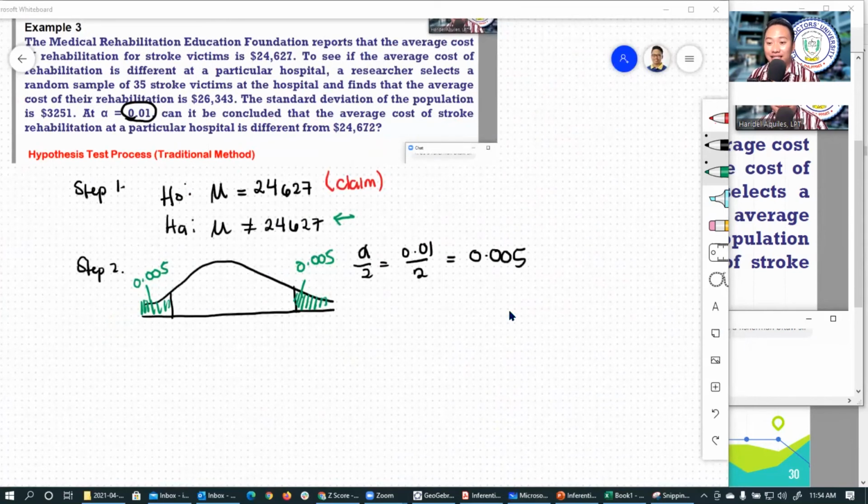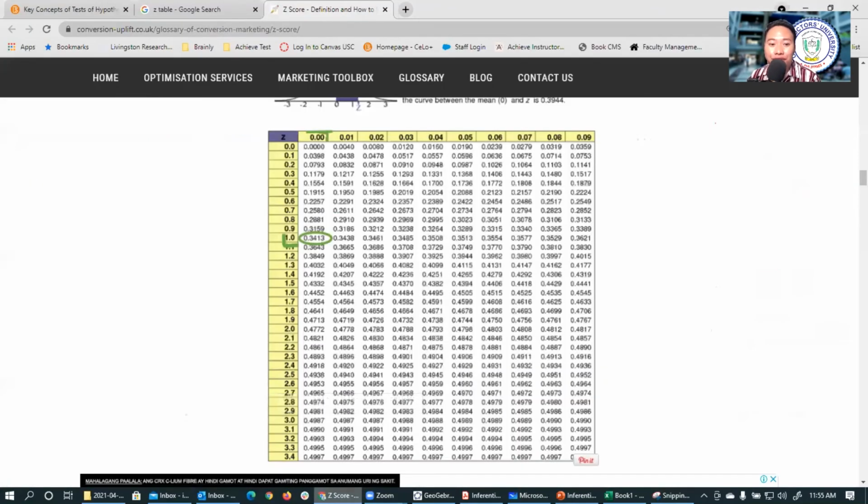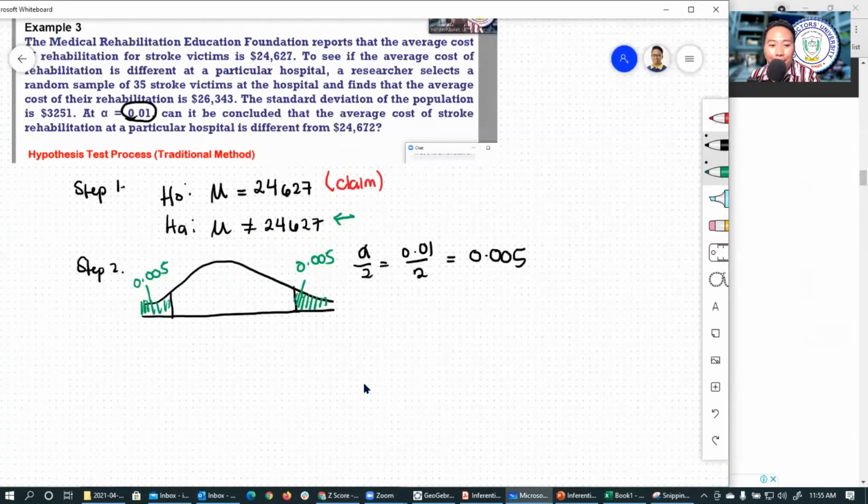Yes, the alpha is the entirety of the area. All right, so using the table, guys, we have 0.005. So how much area is there, guys, from the middle? How much is the area of the unshaded region? How much?